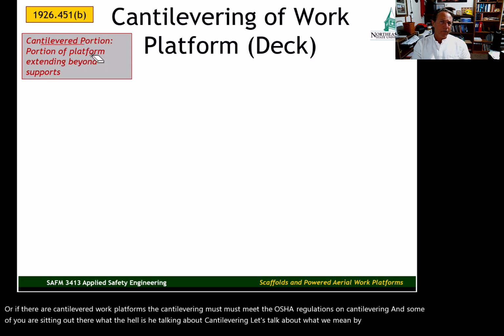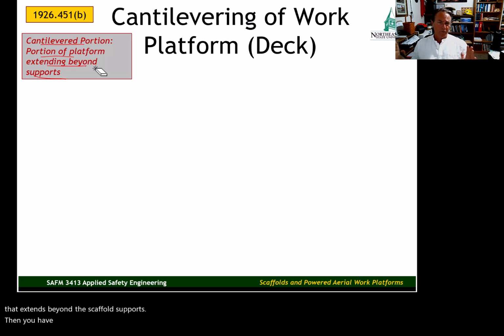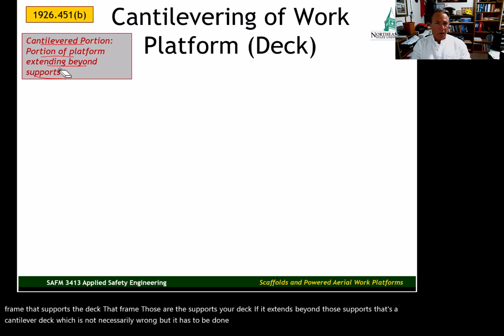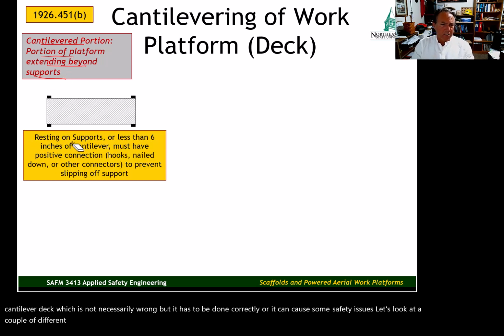If we're talking about a scaffold and cantilevering, we're talking about the portion of the platform that extends beyond the scaffold supports. Again, you have the scaffold frame that supports the deck. Going back to that earlier picture that I showed, you have the scaffold frame that supports the deck. That frame, those are the supports. Your deck, if it extends beyond those supports, that's a cantilever deck, which is not necessarily wrong, but it has to be done correctly, or it can cause some safety issues. Let's look at a couple of different scenarios, and again, this is based upon the OSHA regulations.